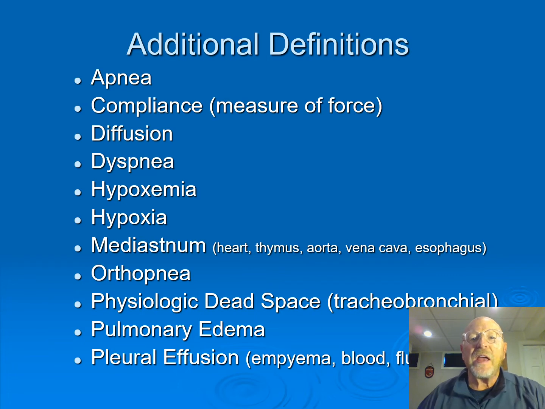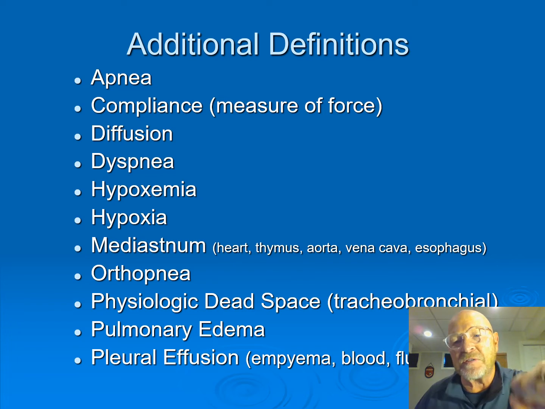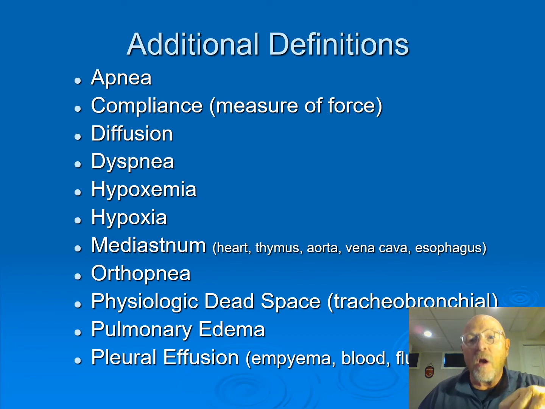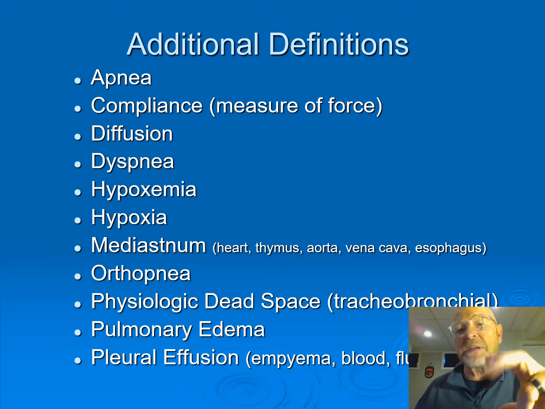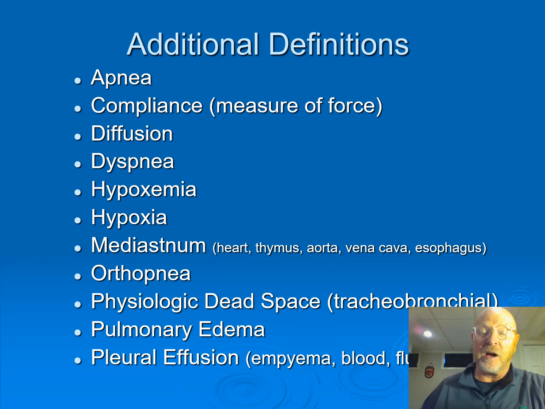All right, here we're going to have a slide with some additional definitions that I think are important for you to recognize. The first one we'll talk about is apnea. Apnea is actually the cessation of breathing. Compliance is a term that we use for how much force is required in order to inflate the lungs. Obviously, the more diseased the lungs are, the more force is going to be necessary to inflate them. So an increase in requirement of force means that there's a decrease in compliance of the lung.